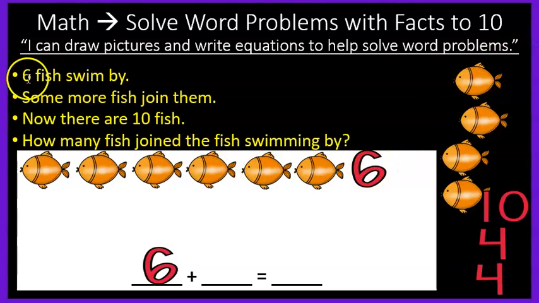Now, we're done with this first statement. Let's move to the second one. Let's read it together. Read it with me. Some more fish joined them. Let's read it again.